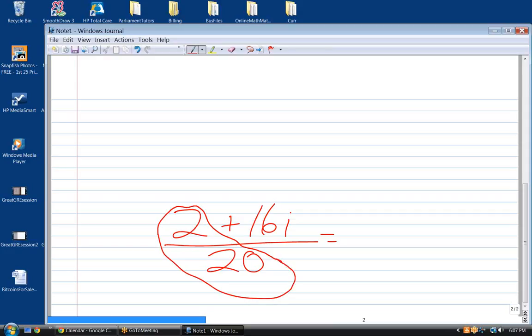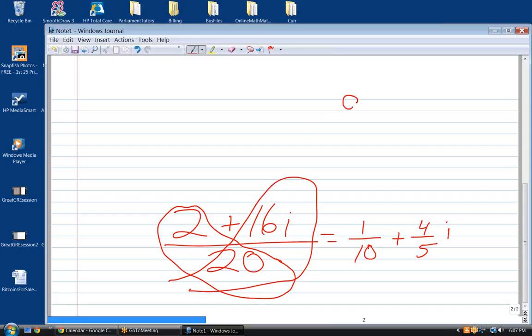There's the real part. We would put it as 2 over 20 plus 2 over 16. No, sorry, 2 over 20 plus 16i over 20. Okay, got to reduce everything. You don't ever want to leave an answer as 2 over 20. So it would be 1/10 plus 4/5 i. It's not 4i over 5, it's 4/5 i.